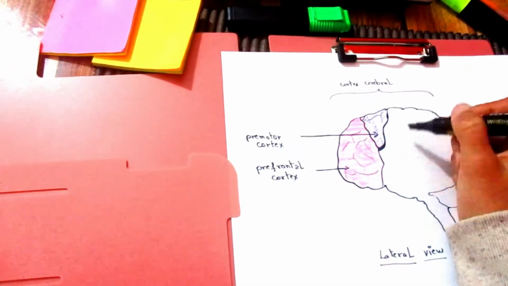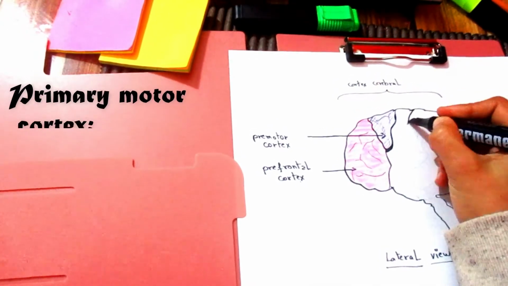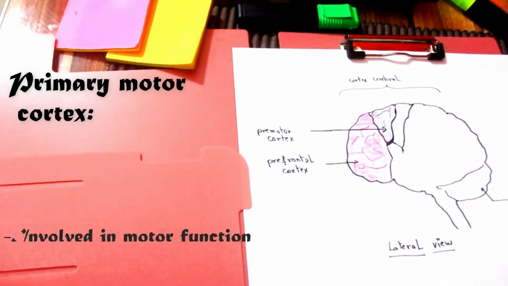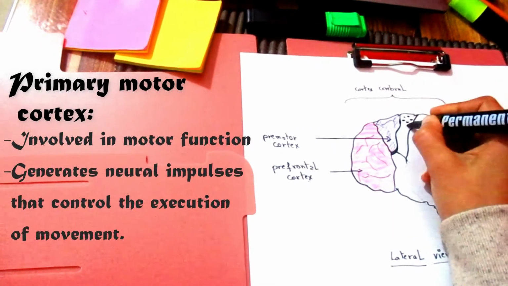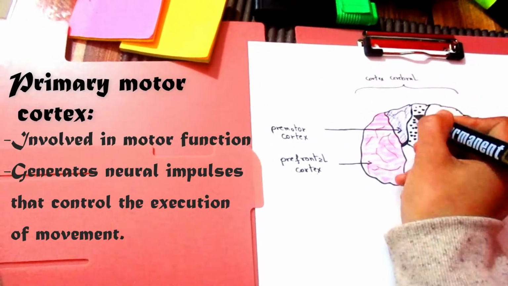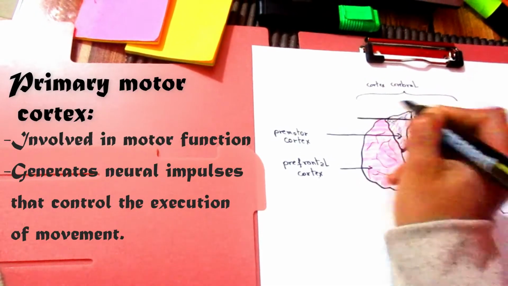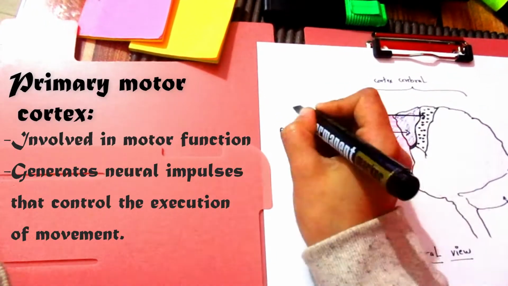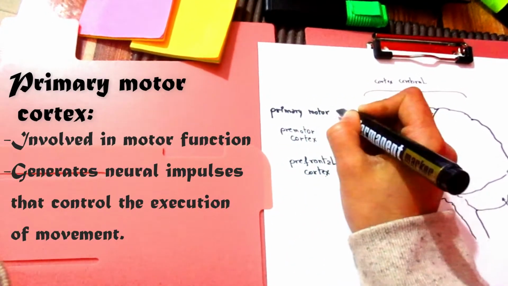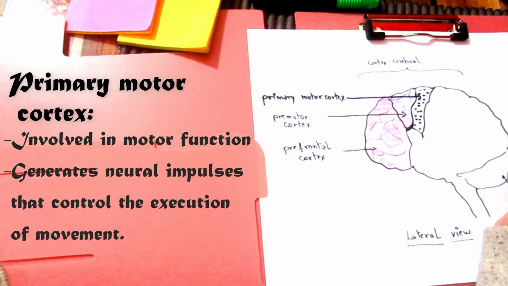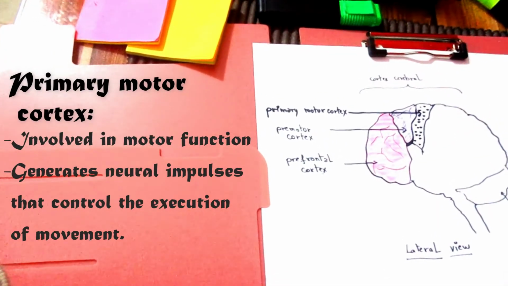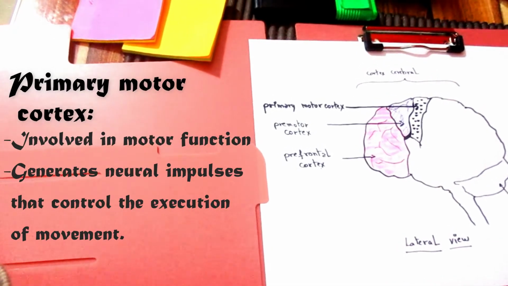And here we have the primary motor cortex. So this part is one of the principal brain areas involved in motor function, and it is located in the back of the frontal lobe, just about at the top of your head. This area receives signals from the prefrontal and the premotor cortex for making the body or the muscles move and work together. So we can say that the role of the primary motor cortex is to generate neural impulses that control the execution of movements.